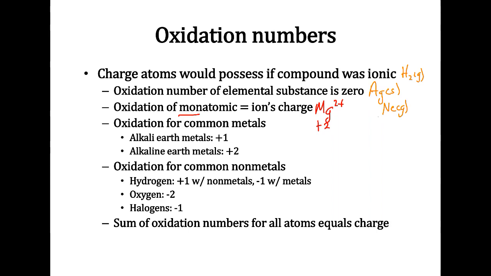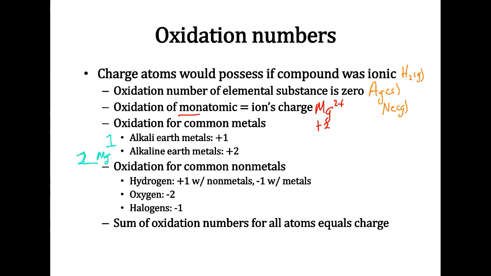Okay, so the next common oxidation number that you would assign would be for the alkali metals. So this is column number 1 on your periodic table. So this is like sodium and potassium. These would have a +1 charge. And then also the alkaline earth metals. So for instance, magnesium and things in group 2, they would have a +2 charge.